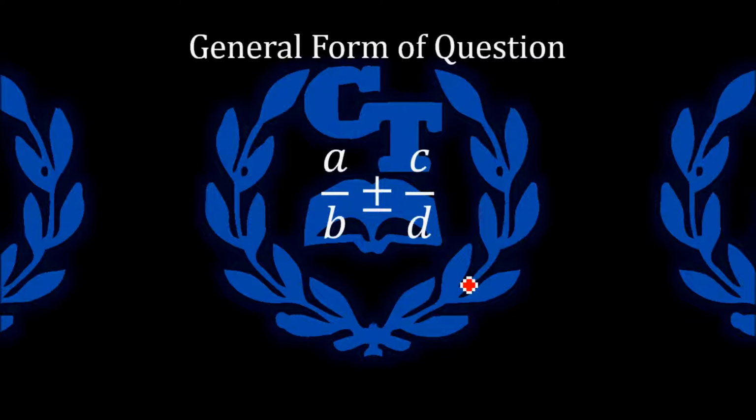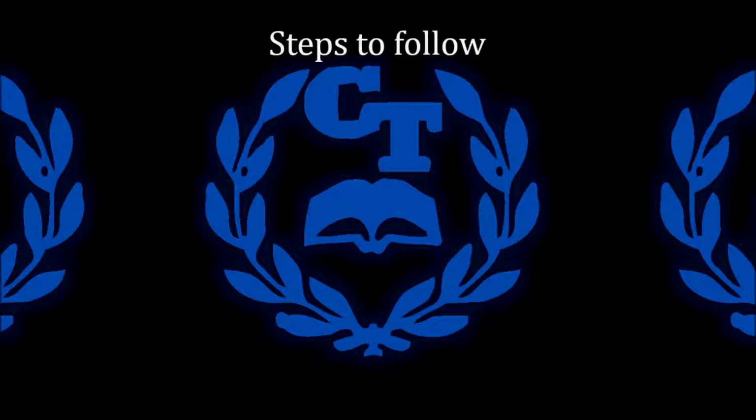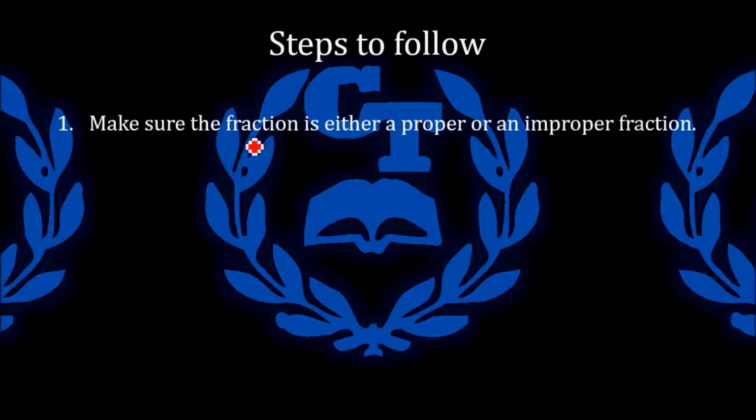The general form of a question for fraction addition or fraction subtraction looks something similar to this. Alright? This here. And the A and B, C and D are all integers. They are not real numbers. A and C are called the numerators and B and D are called the denominators. The steps to follow when solving a question like this is to make sure that all the fractions are in a proper or an improper form.